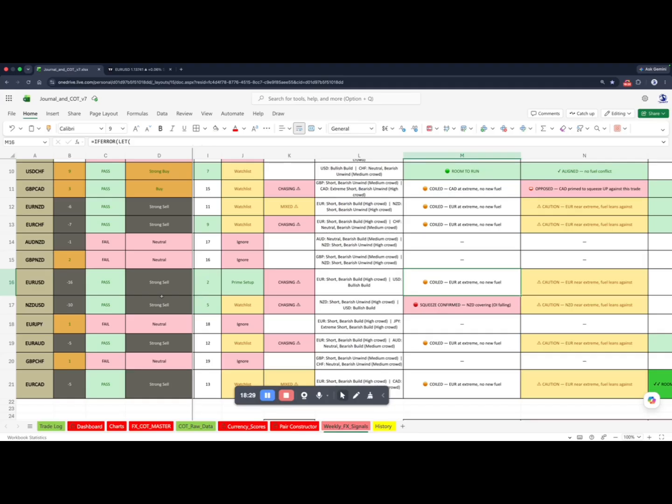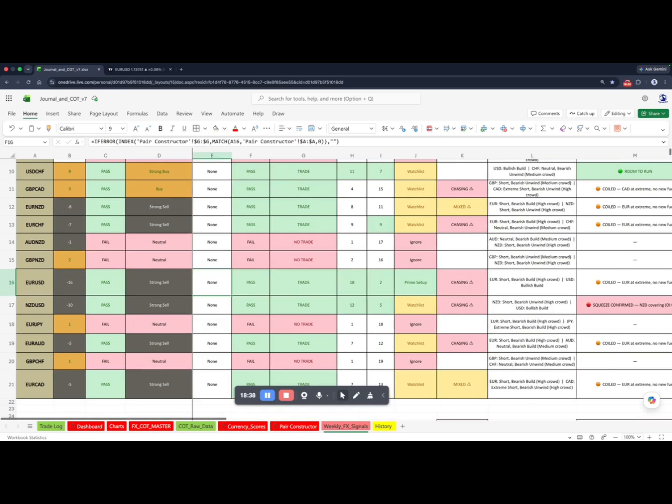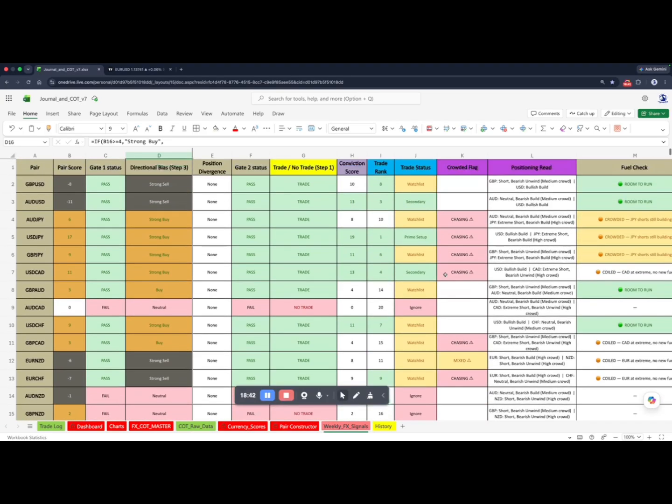So I have just taken a short trade on this. It was on a H4 time frame because it is the prime setup and I did like it. And it was a win. But let's take a look at maybe another one, shall we? What else can we look at?